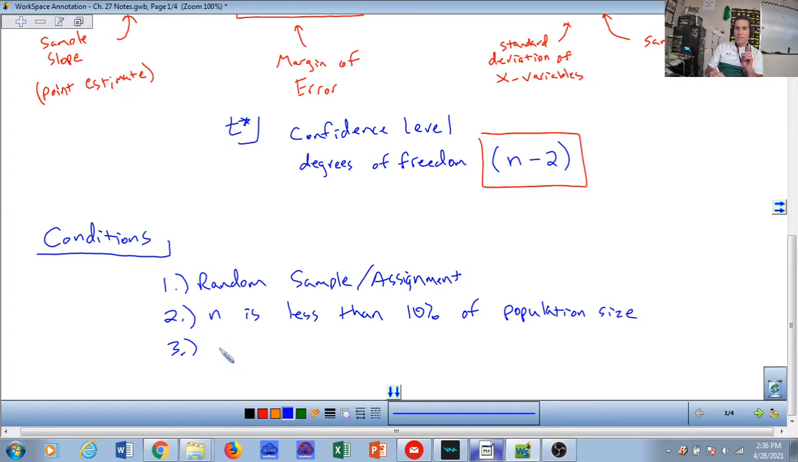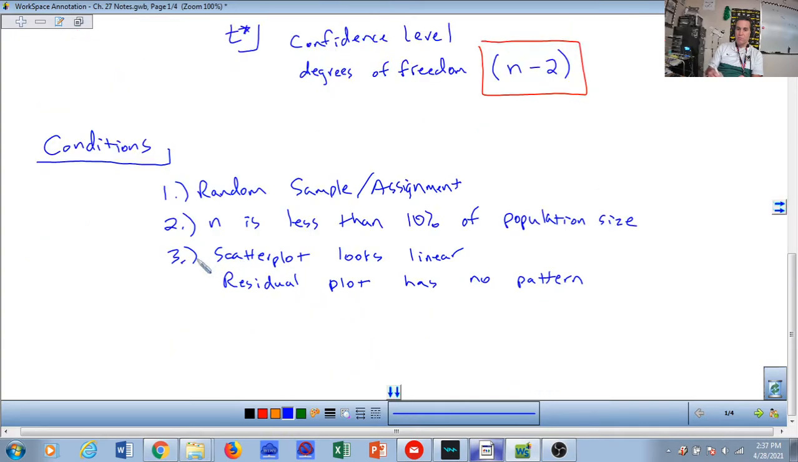And then here's the new ones. The scatter plot should look linear. Scatter plot looks linear. And the residual plot also looks linear. This is for the same thing. The residual plot, remember, has no pattern. Remember, when it has patterns, we're looking for that curved pattern on the residual plot. So that's all sort of that third condition, which is only for these, right? We've never had a condition like that.